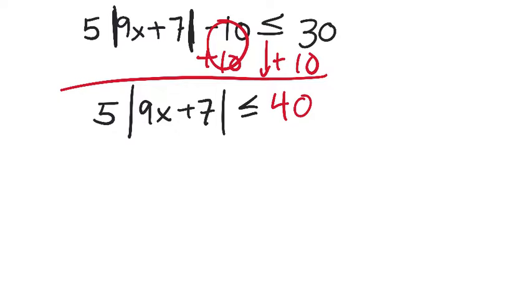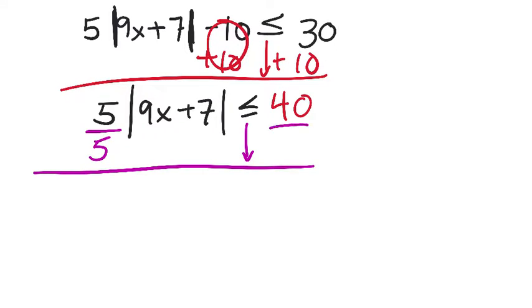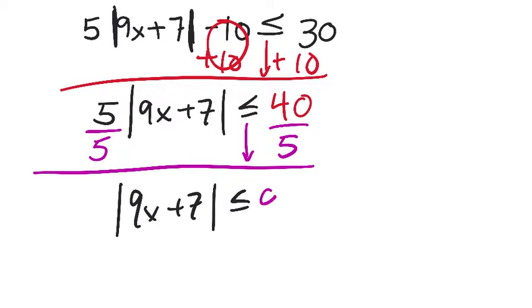And then we need to make that 5 a phantom 1. So divide both sides by 5. Now we're dividing both sides by a positive, that's good. And then we're left with the absolute value of 9x plus 7, which is still less than or equal to, but now 8.